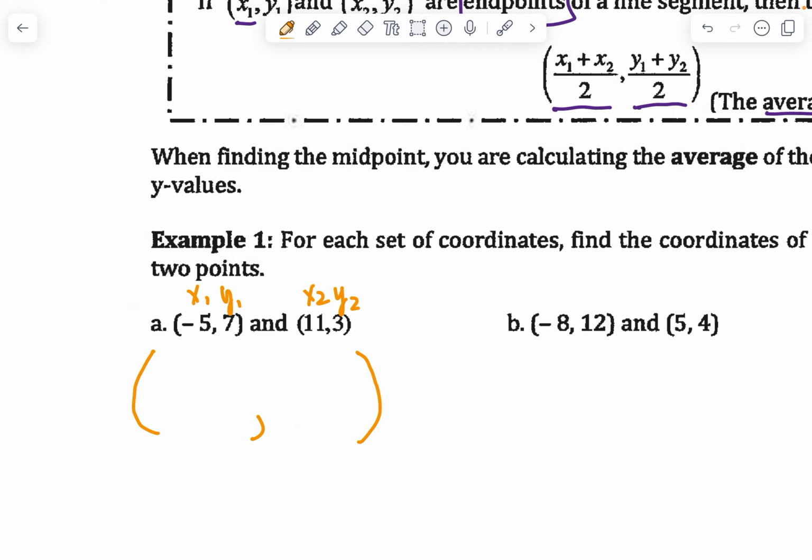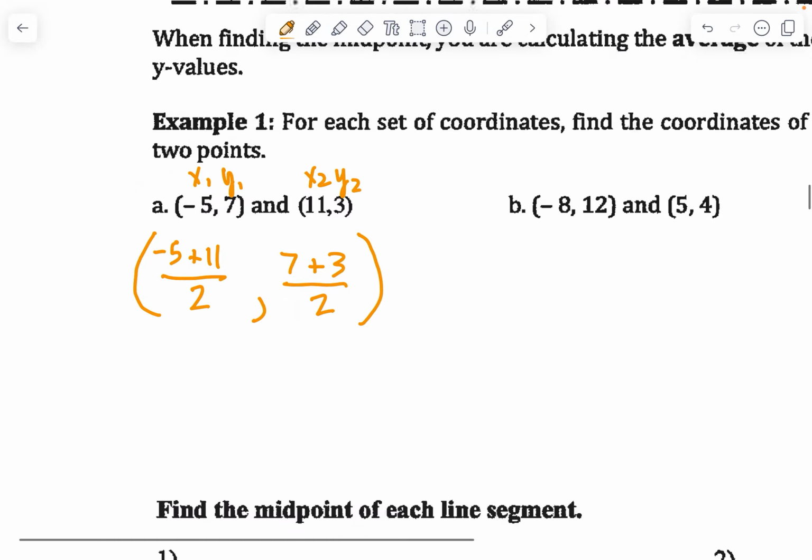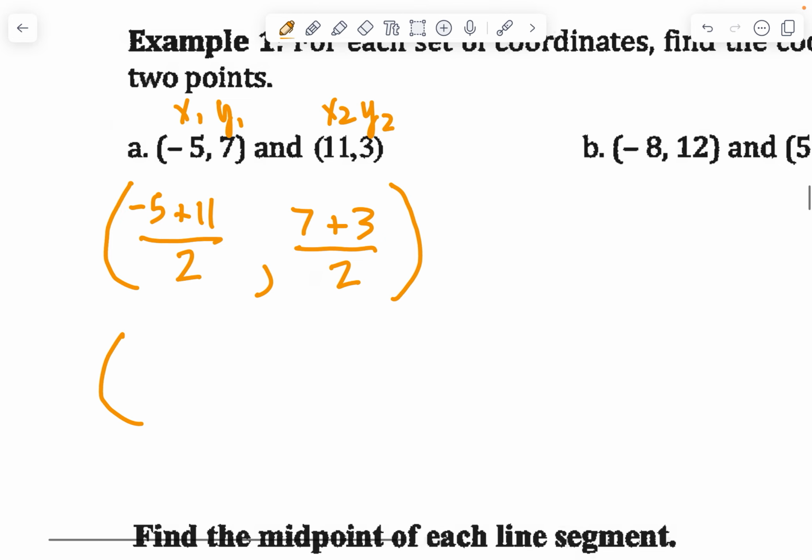So as I go through and do this, I'm going to put my x1 plus x2 divided by 2. And then over here on the other side, I'm going to do my y1 plus y2 and divide that part by 2. Now that I have those, I am good to simplify. As we simplify this, same thing, I'm going to keep my giant point going. You get negative 5 plus 11, which gives me 6, and 7 plus 3, which gives me 10.